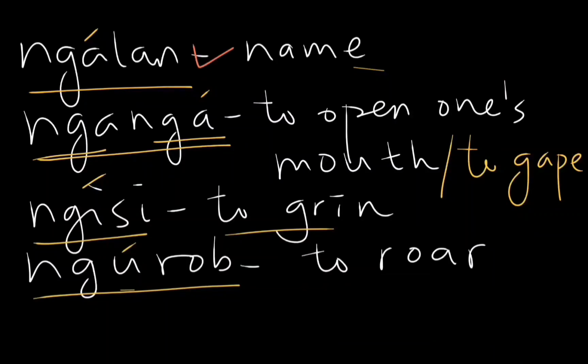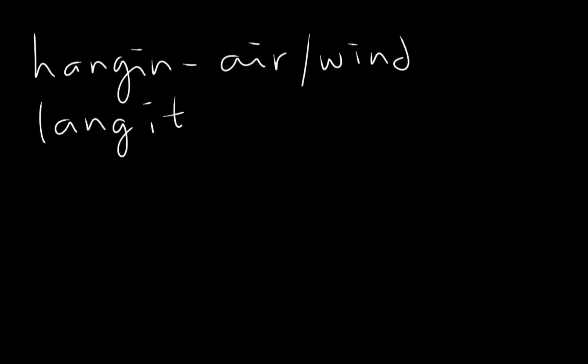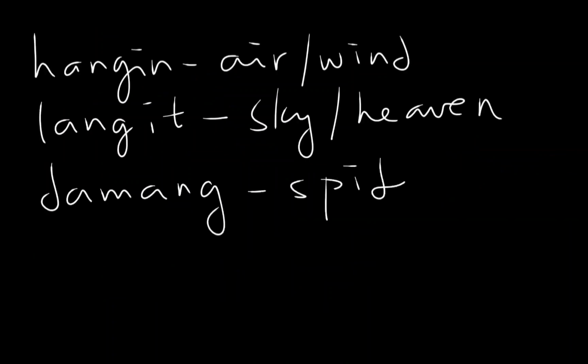Ngalan, nganga, ngisi, ngurob. The consonant nga in the next set of examples is located in the middle or at the end of the word.